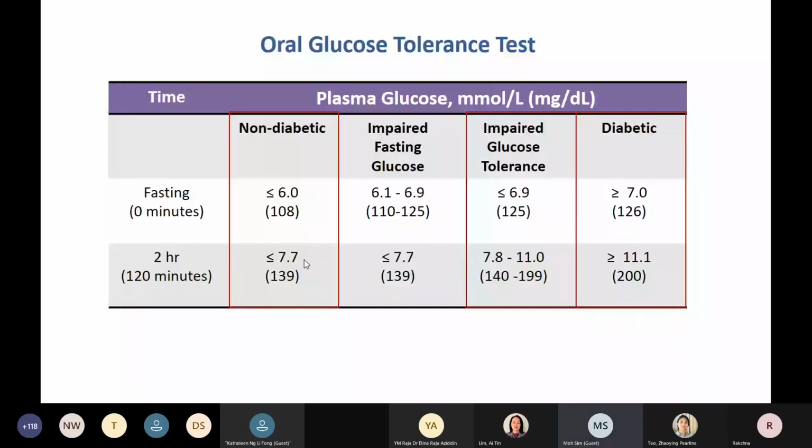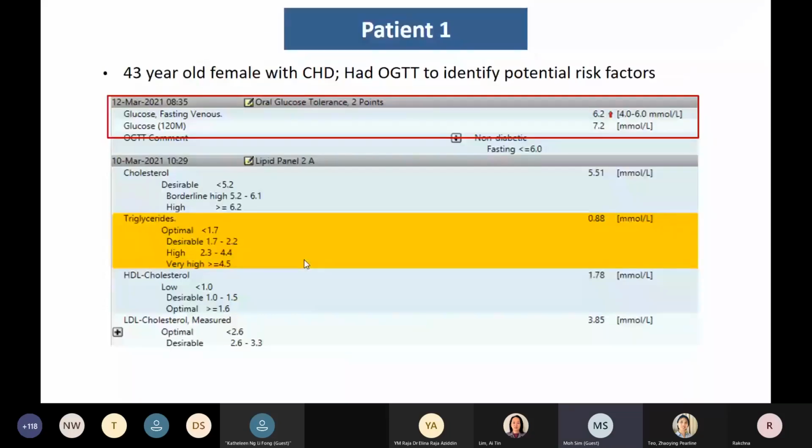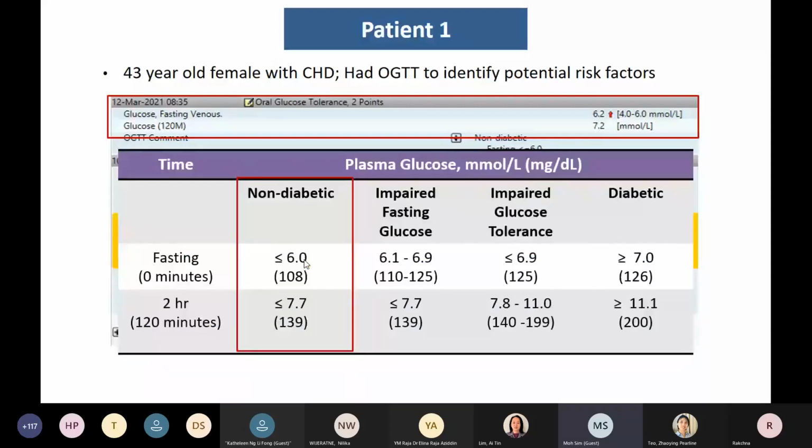So let's go back to patient 1. This patient is 43 years old. She has a history of coronary artery disease. You already know that her LDL cholesterol levels are high and these need to be treated. And based on the cutoff limits for the oral glucose tolerance test, this patient is diagnosed to be non-diabetic.